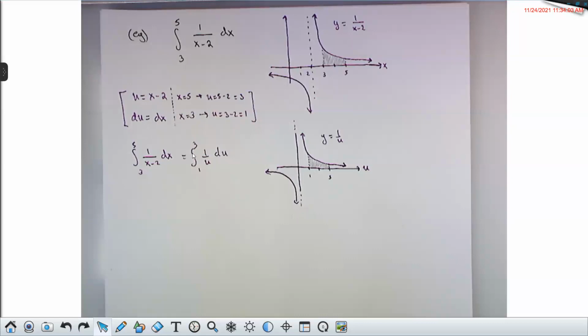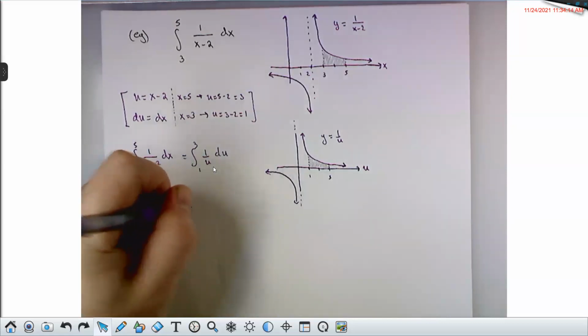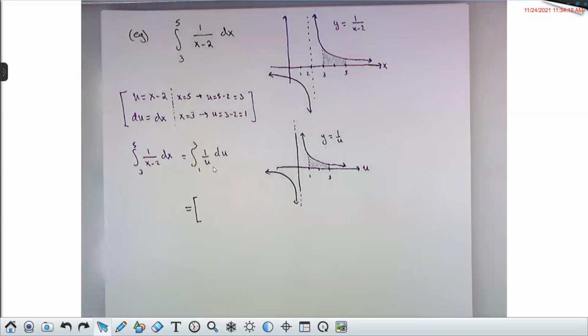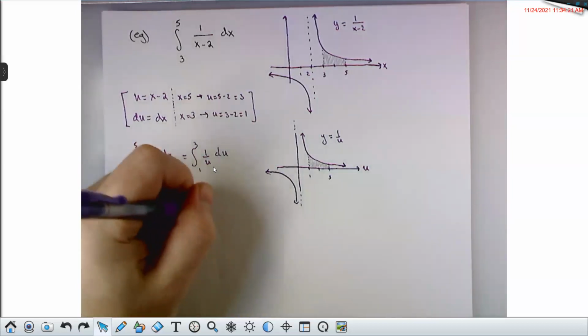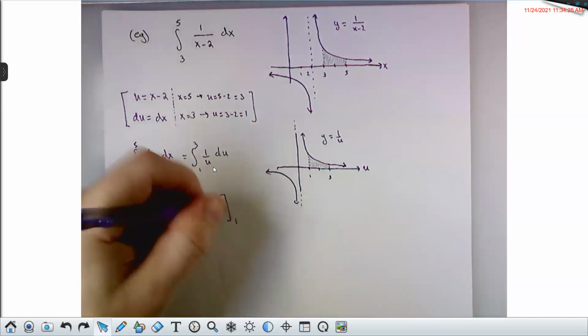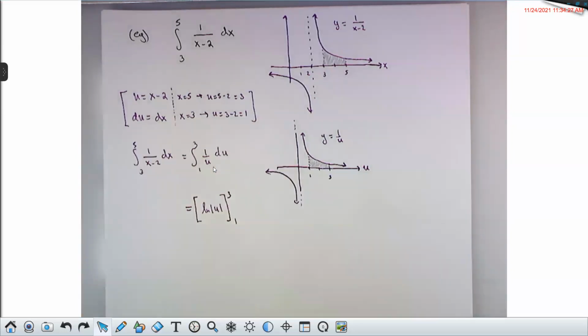Now, the reason we make the substitution in the first place is because I don't have a rule for the antiderivative of 1 over x minus 2, but I do have a rule for the antiderivative of 1 over u. What is an antiderivative for 1 over u? ln absolute value u. Very good. And I don't write a plus c because it's a definite integral. I don't plug back in x minus 2 for u. I just evaluate this antiderivative between these new bounds.